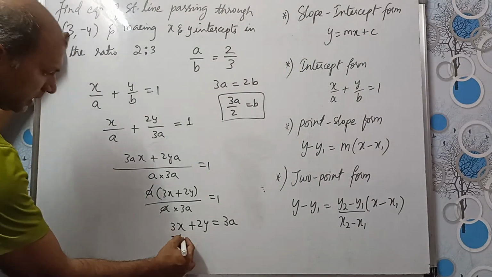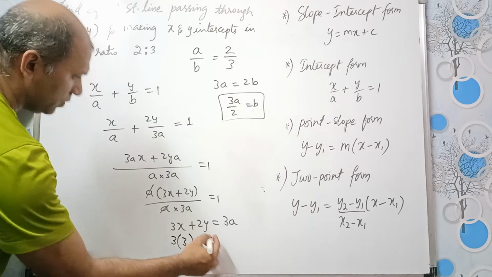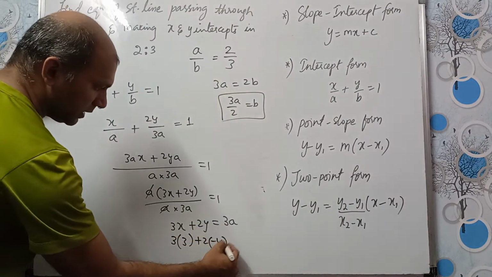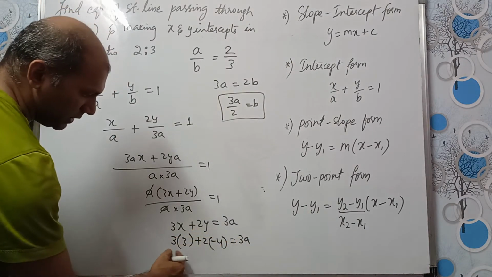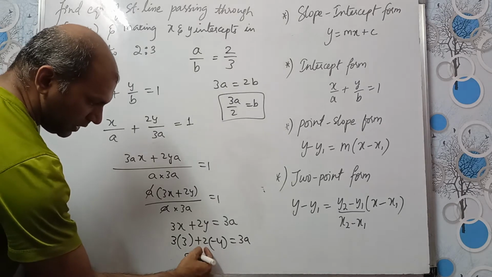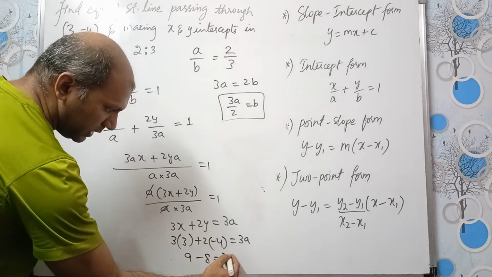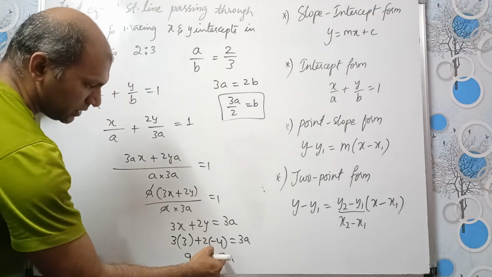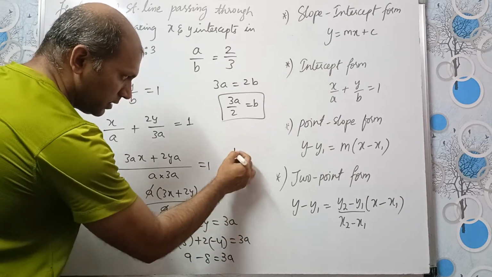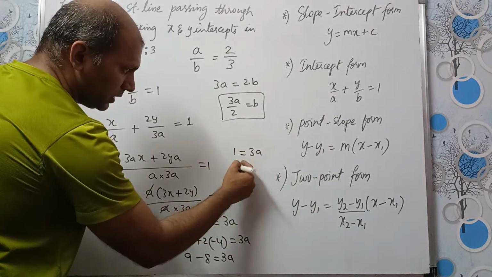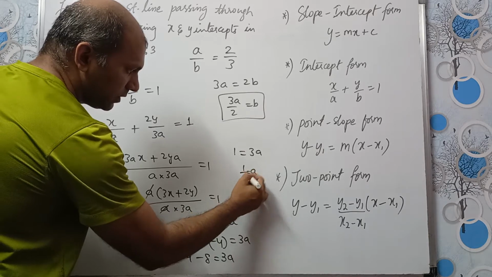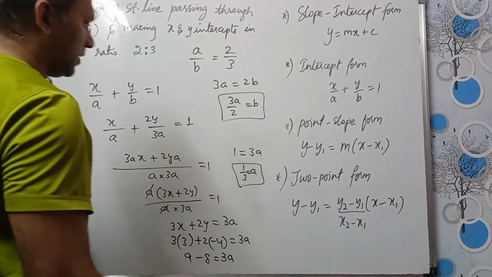3x value is how much? 3 plus 2 into y value, which is minus 4, is equal to 3a. So 3 3s are 9. Okay, this is minus 8 is equal to 3a. So 9 minus 8 is 1, equal to 3a, so 3 goes on the other side. a value is equal to how much? It is equal to 1 by 3.